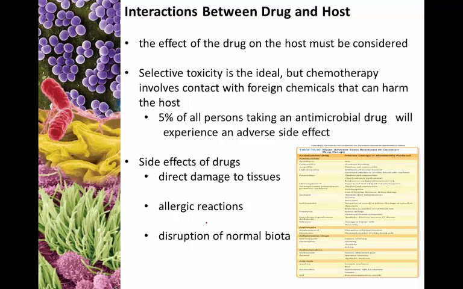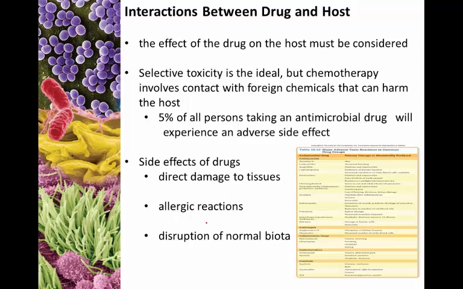Now, you can't leave this without talking about the fact that there are interactions between antibiotics and hosts. Selective toxicity is the goal. It's what we strive for. But the reality is that most antibiotics are going to be made with several different types of foreign chemicals, some of which can cause harm to the host. About 5% of all persons taking an antimicrobial drug experience some type of adverse side effect. That's around 1 in 20 patients.